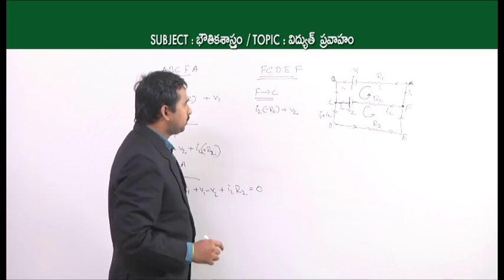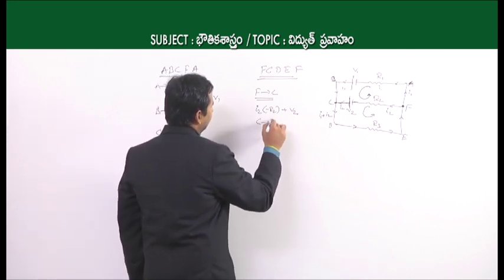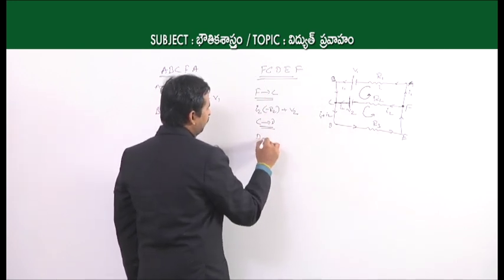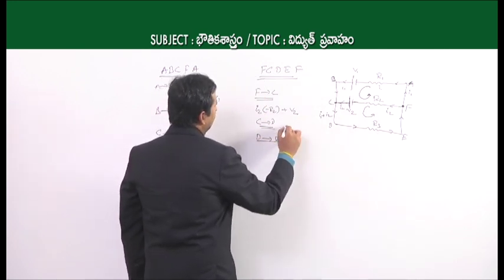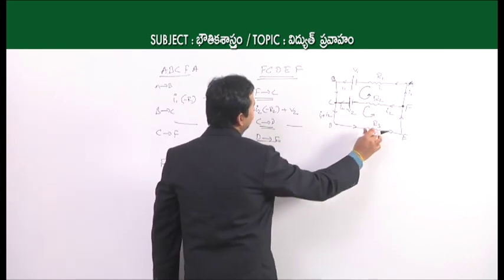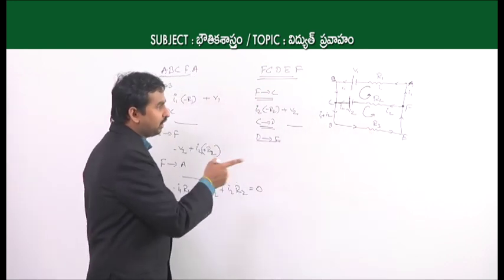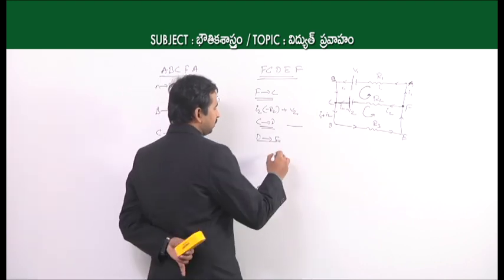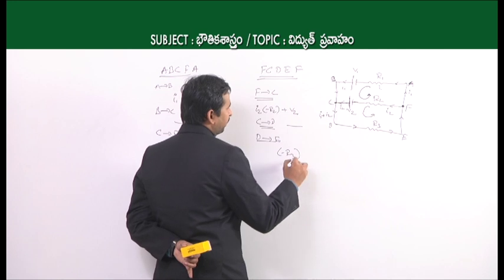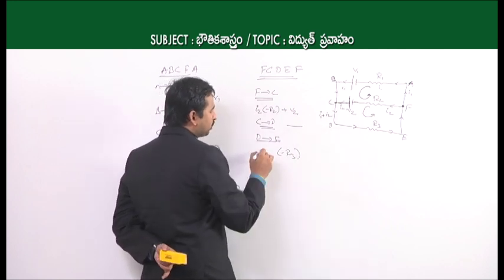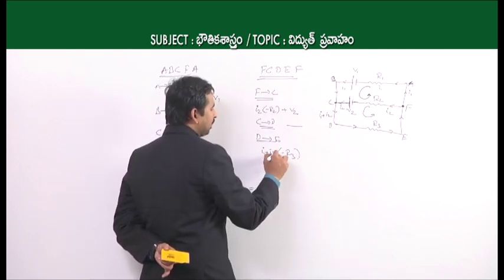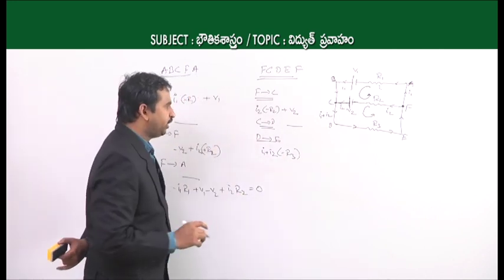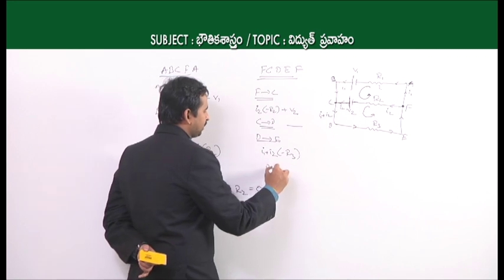Then again C to D, nothing is there, and going from D to E here, in this case a resistance is present. As you are going in the direction of the current, that resistance value becomes minus, that is minus R3, and the current that passes through it is I1 plus I2. These are the three we have, okay. And after that again E to F, nothing is present.